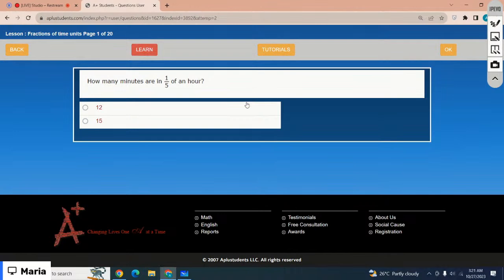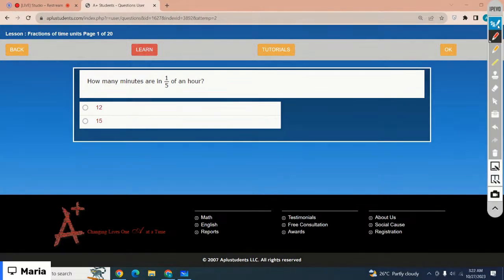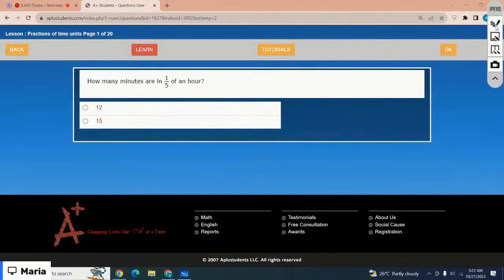1/5 of an hour means, in 1 hour you have 60 minutes, right? So you have to do 1 by 5 times 60. You have to see how many minutes. 60 divided by 5 is 12. So 1/5 of an hour equals 12 minutes. The correct option is 12.